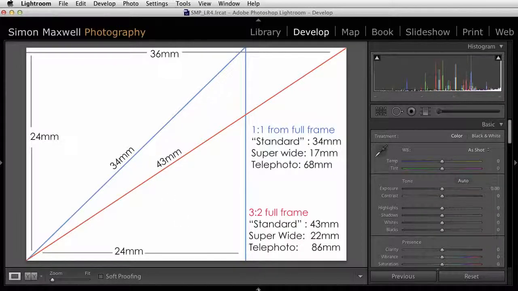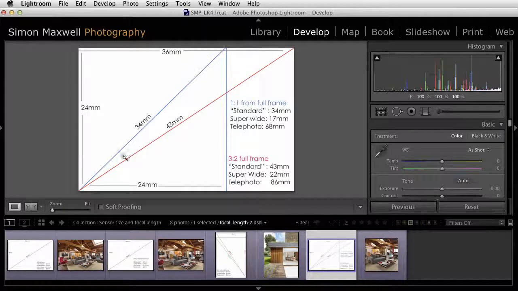So the key here is that the magic number is the diagonal of whatever format you're using. If you're taking your full frame sensor and chopping bits of it off to get a more selective crop, that's going to change the effective diagonal of your picture area, and that of course has a reciprocal effect on the focal length of the lenses that you're using.